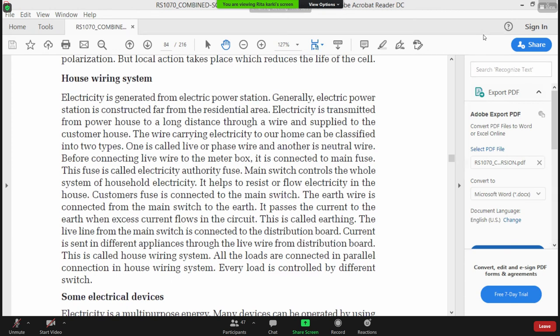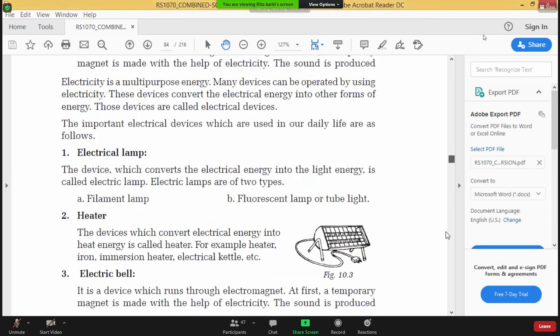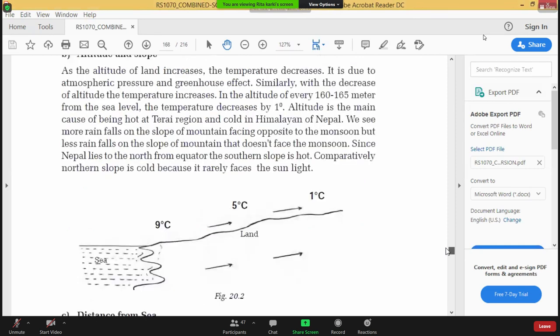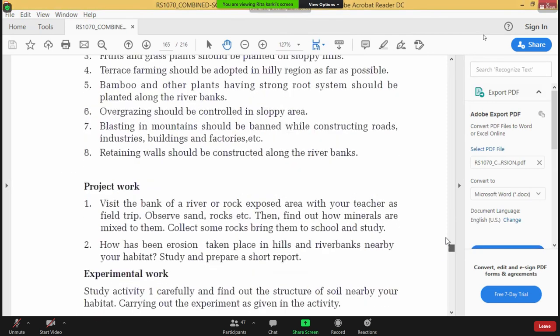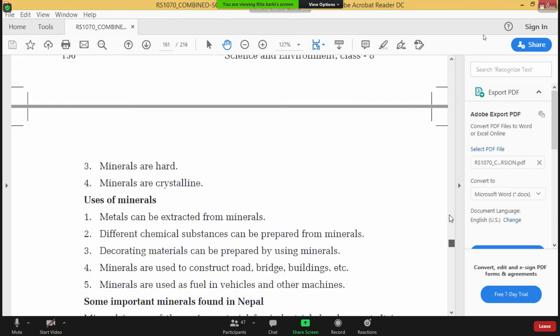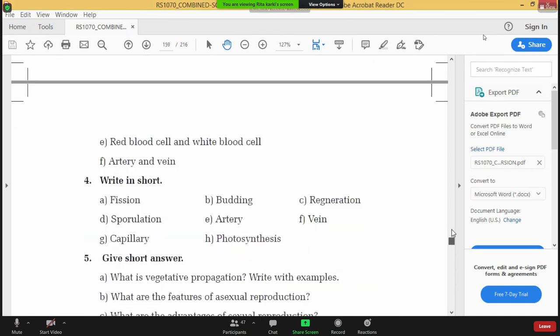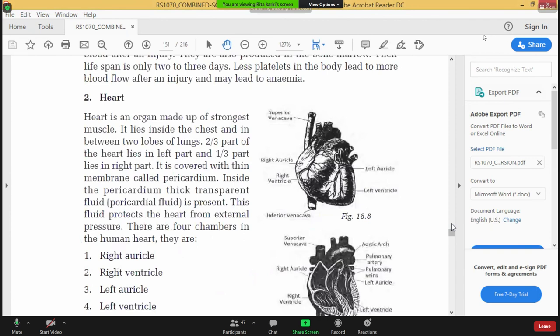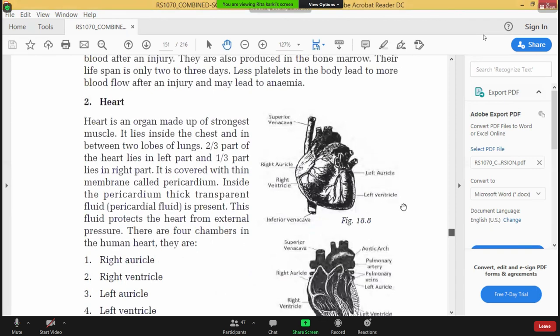Yes, ma'am. Ma'am, in the cell and tissue chapter, I didn't understand question number 8. What is the question in number 8? Which tissue is shown in the figure given below? Where is this tissue located? Write one major function. Okay, can anyone tell the answer for that question? Ma'am, may I try?